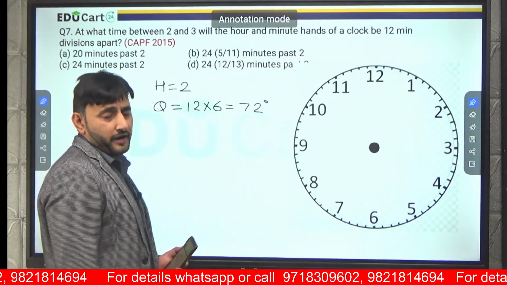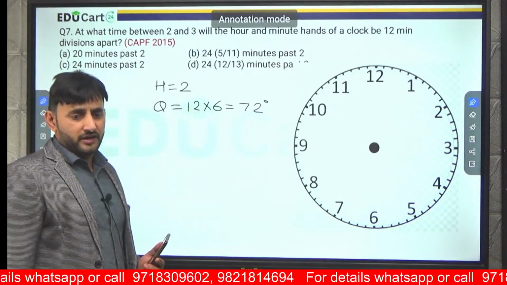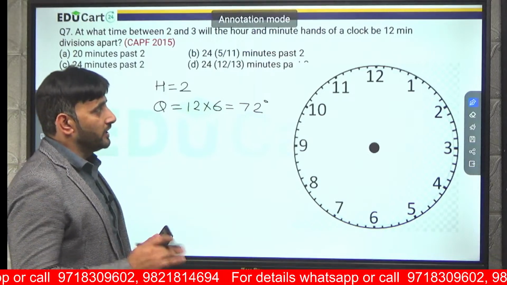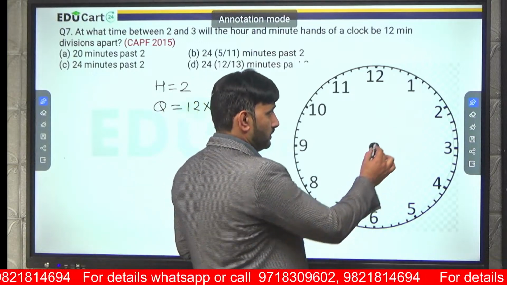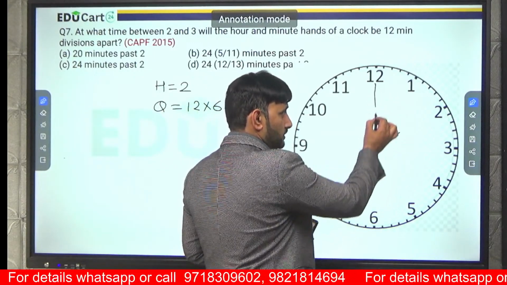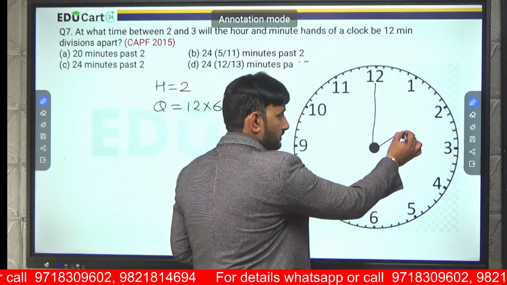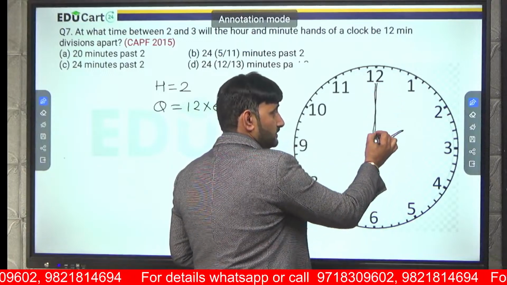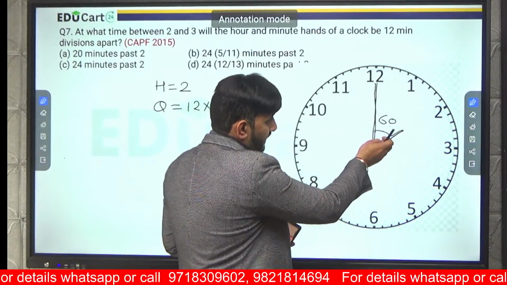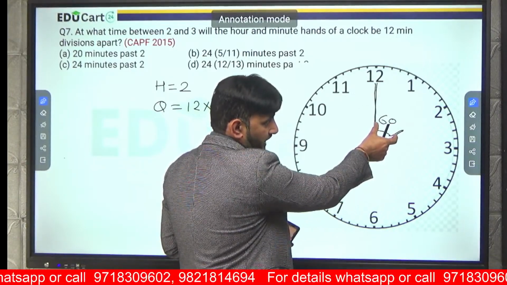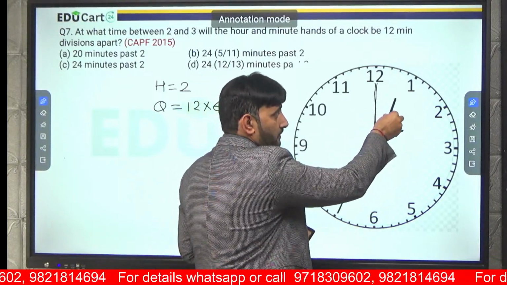So we have to find at what time between 2 and 3 o'clock the angle between minute and hour hand will be 72 degree. You have to be very careful. When the time was at 2 o'clock, this was the position. At 2 o'clock, what was the angle? 60 degree. So at this position the angle will decrease. So when will 72 degree come? When the minute hand will overtake the hour hand.